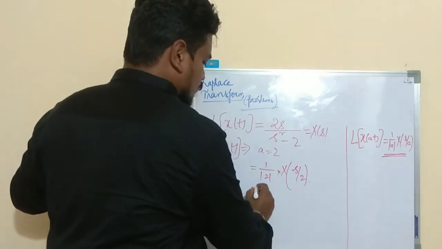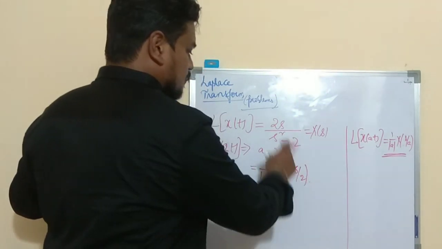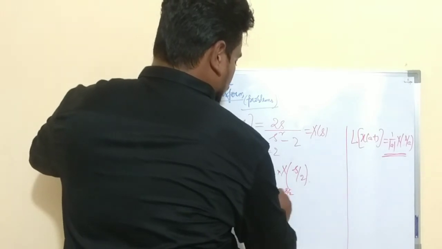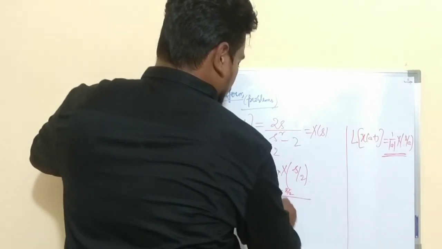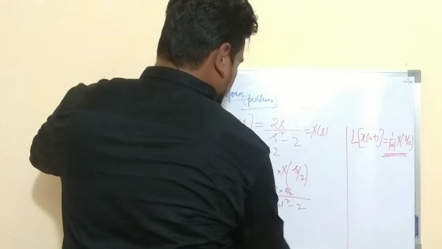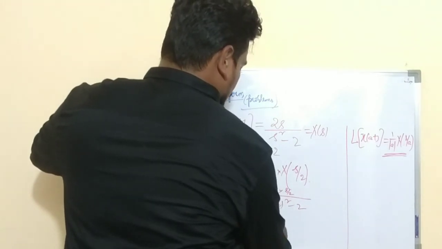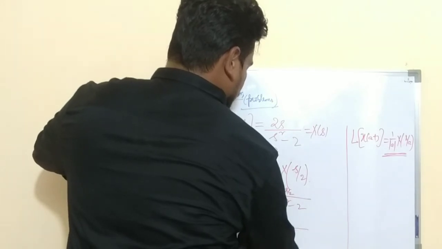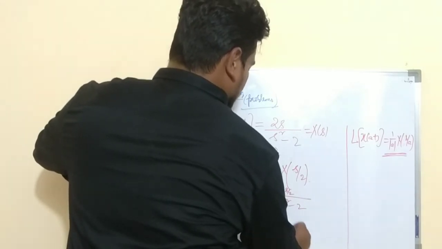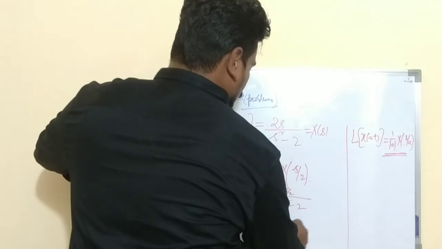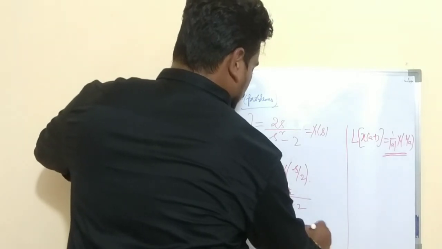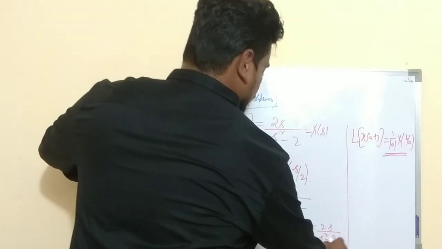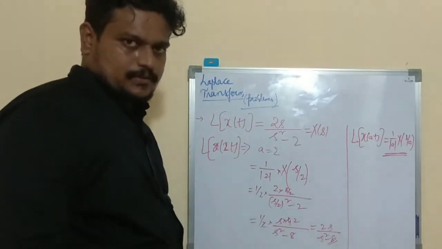Okay. So 1 by 2 into X(s by 2) becomes 2 into s by 2 divided by (s by 2) whole square minus 2. You just simplify this, and what happens? 1 by 2 into s divided by (s square minus 4) over 4, 2 times 4 is 8. So this becomes 2s by s square minus 8. So this will be your final answer.